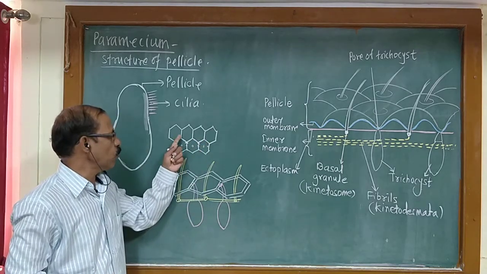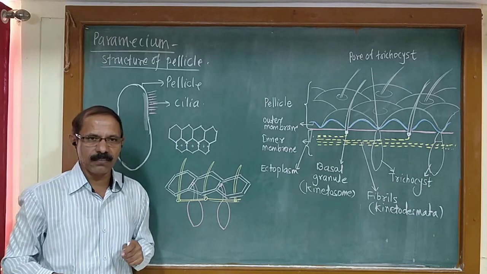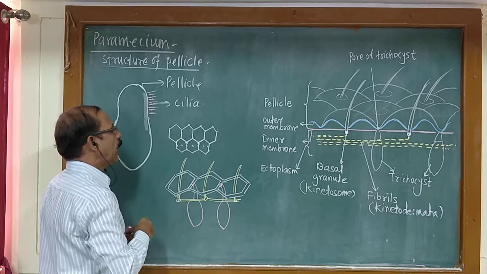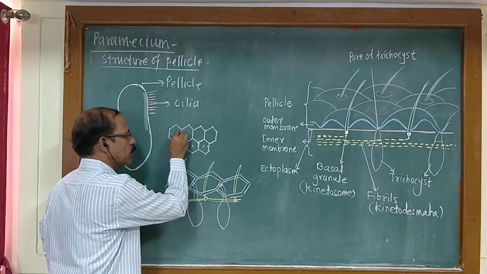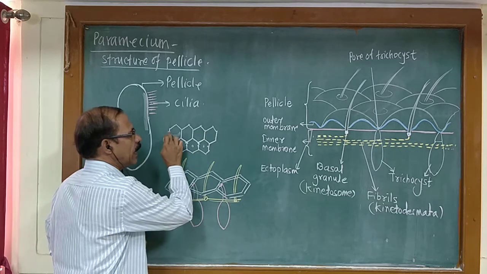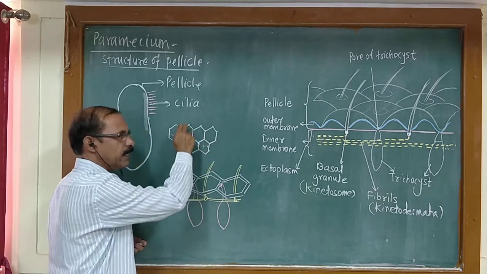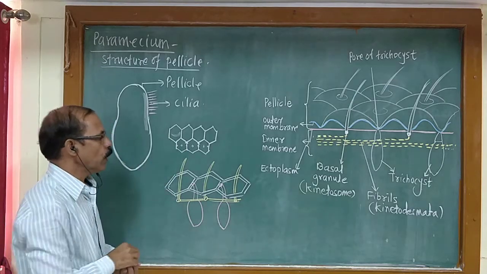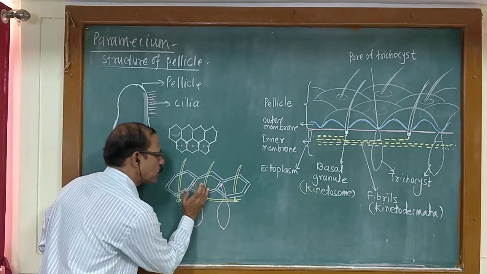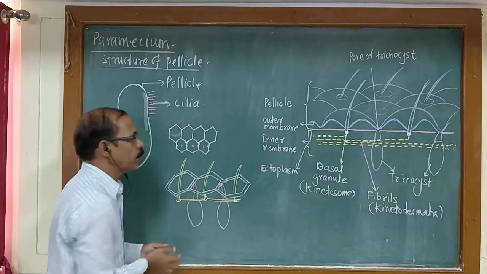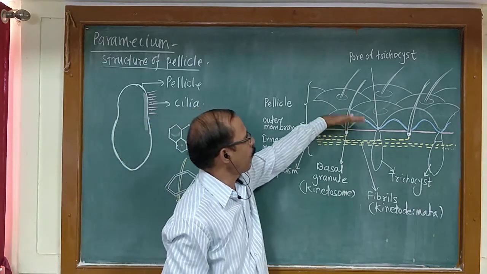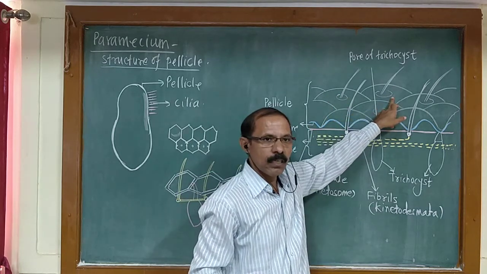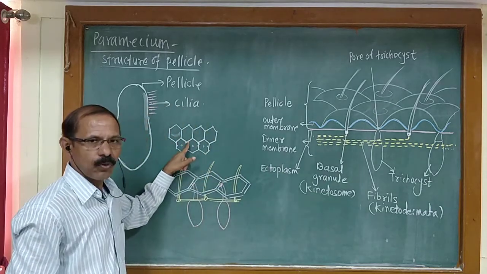Now, if we look at the structure of the pellicle, it consists of hexagonal or rectangular areas. Each hexagon has a central depression like this. This is the hexagonal area. The hexagons are arranged in longitudinal as well as parallel lines, and each hexagon shows a central depression. This is also the structure of the pellicle: each area looks like a hexagonal area.